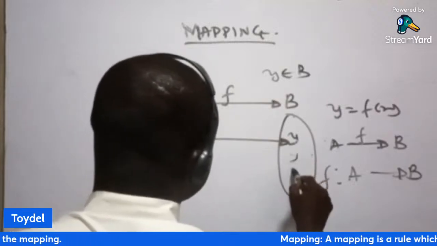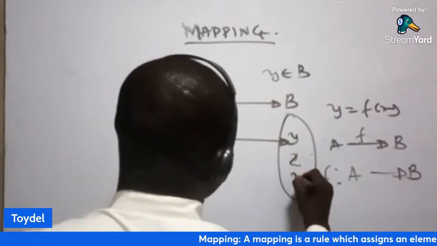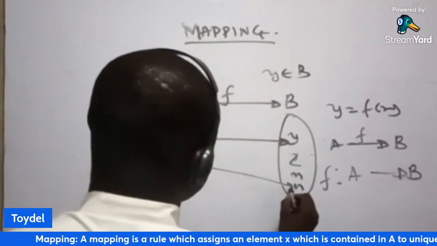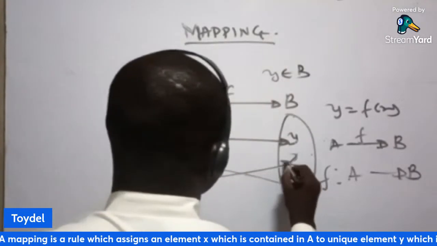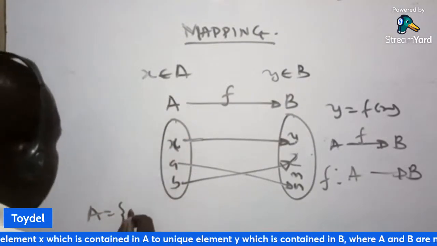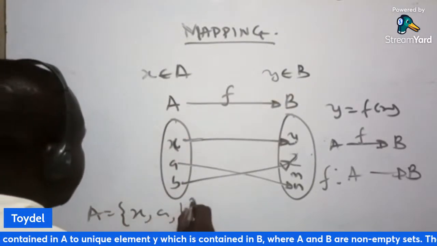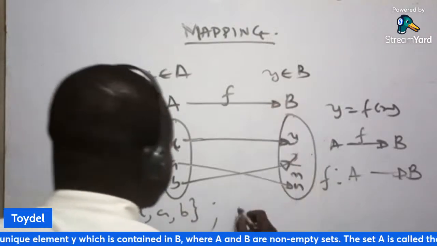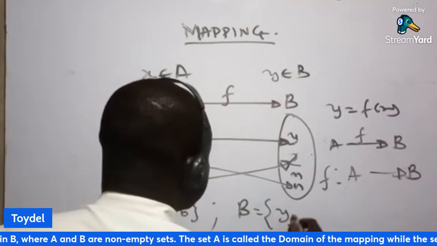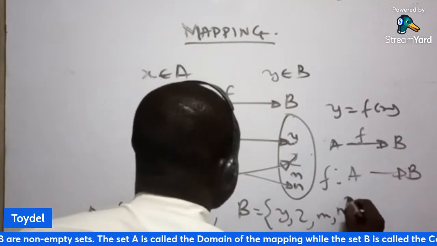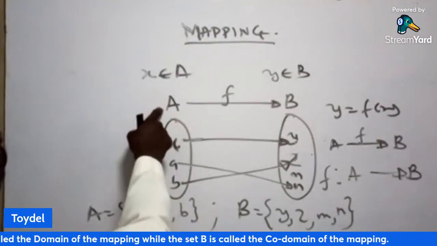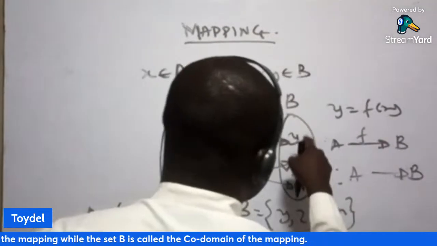Let's say in B we have Y, Z, M, N, and here in A we have X, A, B. It is possible to have something like this, as we explained in the first class. So the elements in A, which is the domain, are X, A, and B, and the elements in B are Y, Z, M, N. A is called the domain of this mapping, and B is called the codomain.